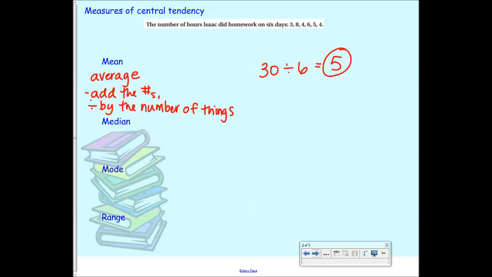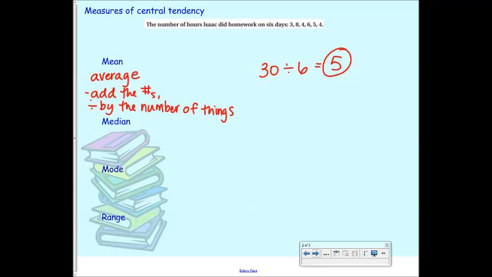What's throwing that off? Because that's kind of a high number, right, compared to most of the numbers in the list. So how come that number is a little higher than you would expect? Brendan? What's the number you think threw it off and made it a little bit higher than it should be? 8. 8 made it higher than it should be, because one day he did 8 hours of homework, which was a lot different than the other days. Most days he did 3 or 4. So the average there is 5 hours of homework a night.